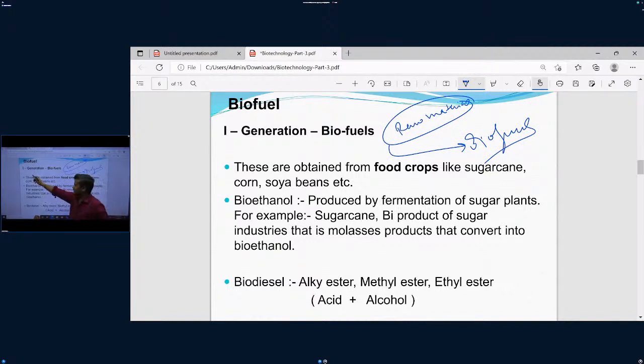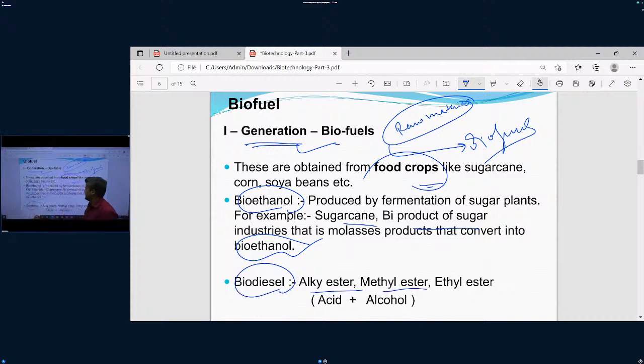So first generation biofuels are those biofuels which are obtained from edible food crops like sugarcane, soybean, corn. Please write it: first generation biofuels are those which are obtained from these edible food crops. For example, for the production of bioethanol, sugarcane and the byproduct of sugarcane is used. And for biodiesel, methyl esters and ethyl esters are used from edible vegetable oil seeds.